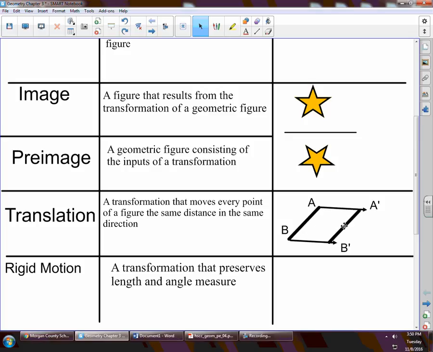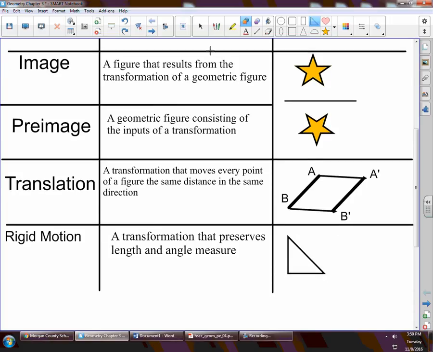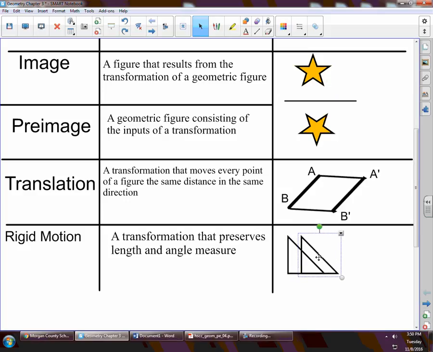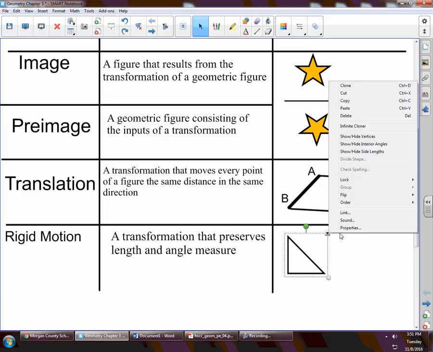It did not change. Okay, if we were to do the same with a right triangle here, for example, and we were to translate it over to here, the lengths of each side and the angles of each angle are being preserved. Other types of rigid motions are when you reflect it.